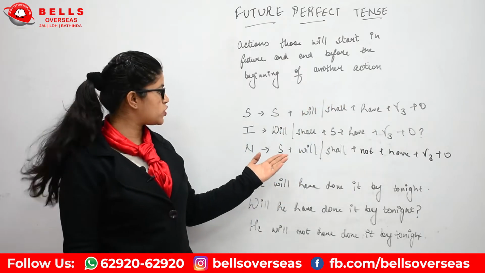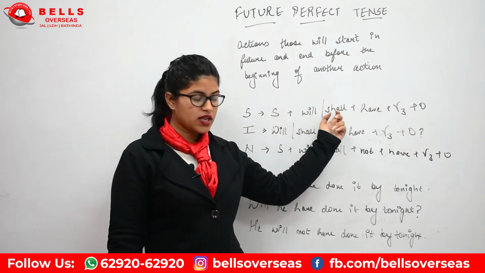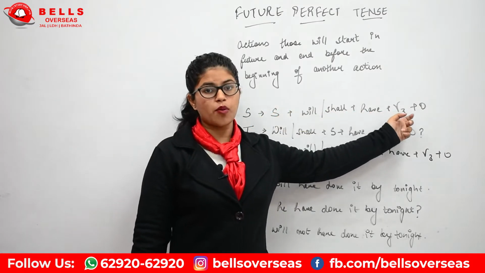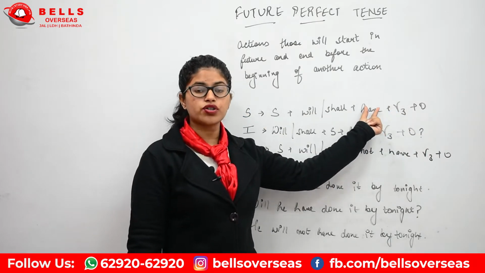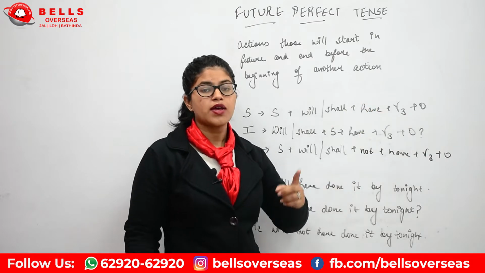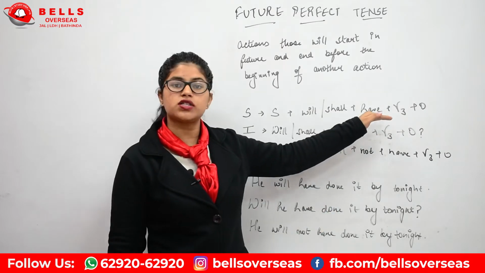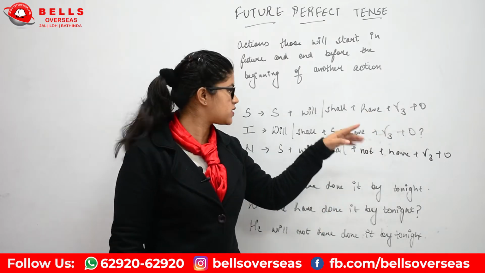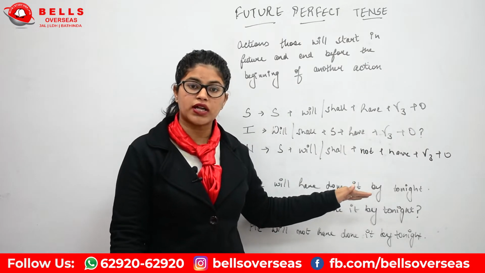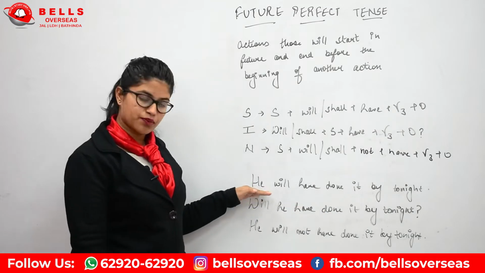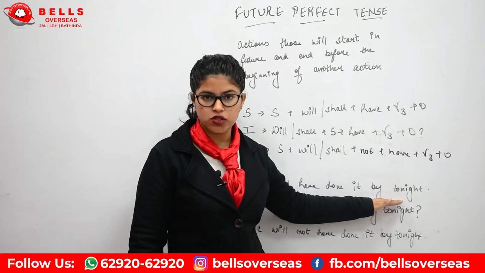Now how do we use future perfect tense? In simple sentences, we have subject plus will shall plus have plus verb third form plus object. Now please note, here we will not use has instead of have. Whether it is he, she, it, I, they, we, you, everything we'll just use have and not has. For example, he will have done it by tonight. वो आज रात तक अपना काम कर चुका होगा. Subject plus will shall plus have plus verb third form plus object.